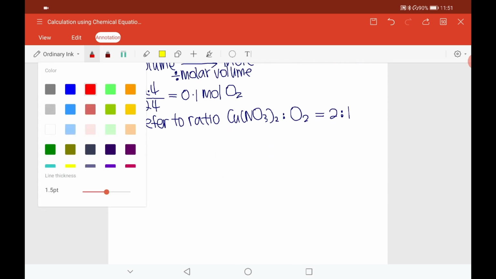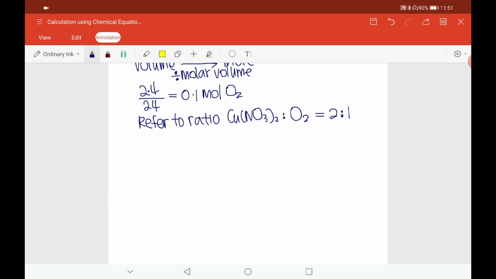So from here, we can find the mole of copper nitrate already. You can write mole of copper nitrate. The mole of copper nitrate is double of the oxygen. Oxygen is 0.1. So from here, we will get the mole for the copper nitrate is 0.2. Okay, 0.2.